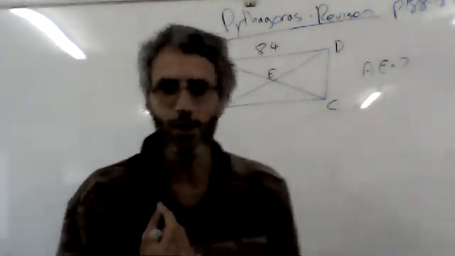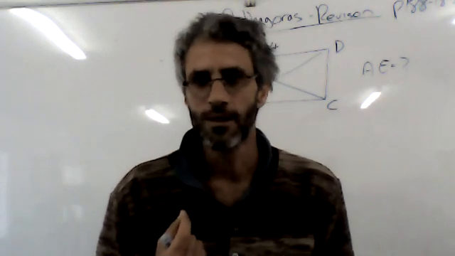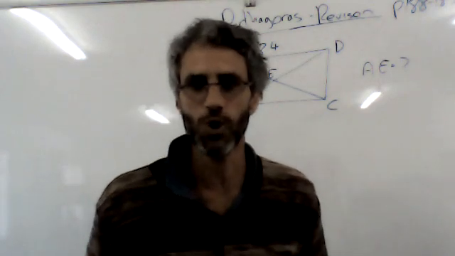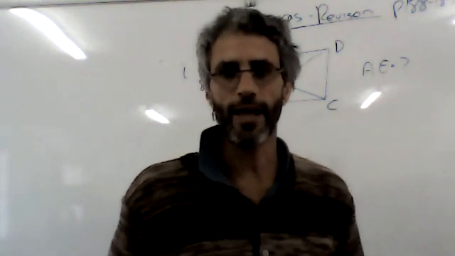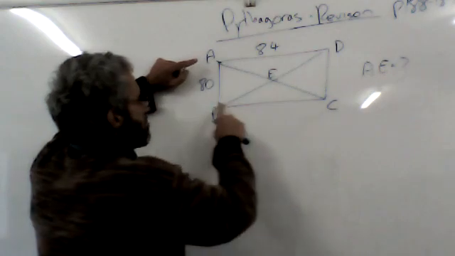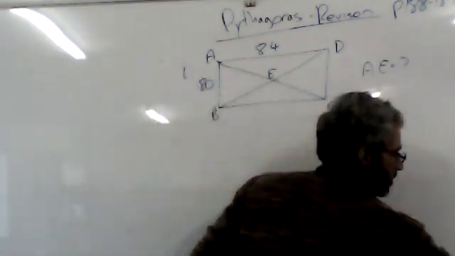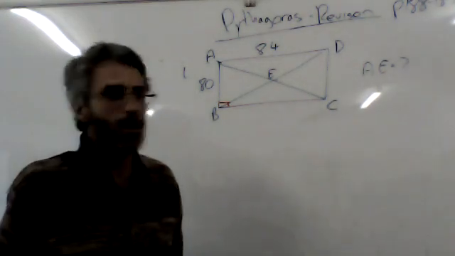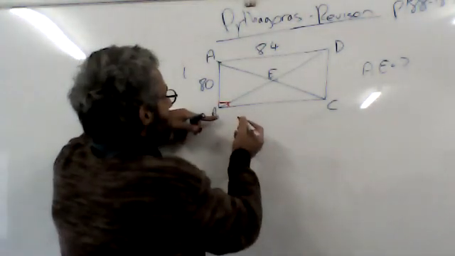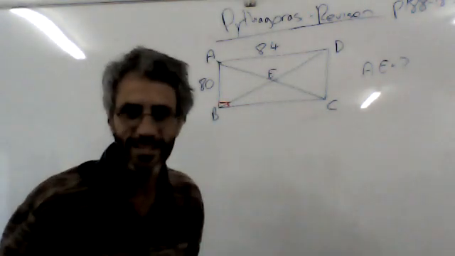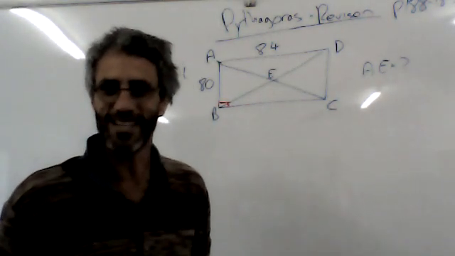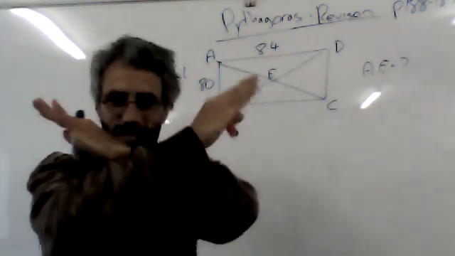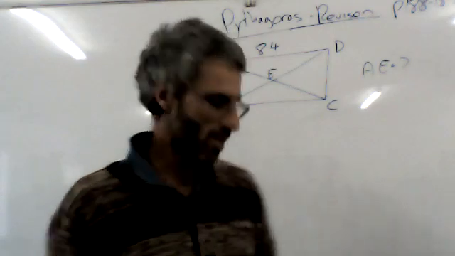But these triangles are not 90 degrees. So Pythagoras only works with 90 degrees, so I can't use those triangles. Well, what triangle can I use? For example, ABC. Why can I use that? Because I know that angle B is 90 degrees. That's a rectangle. Okay? So I can look at ABC. Now, AE is not a side, but it's half the side, right? AE is half of AC. The diagonals in the rectangle bisect each other, okay?